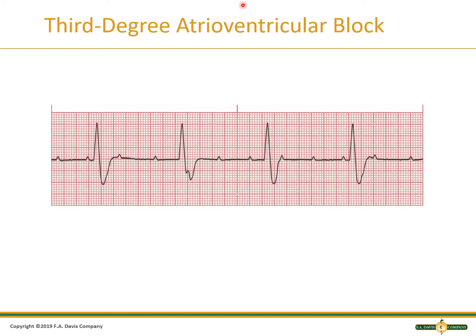Normal P waves march across the ECG strip at a constant P-to-P interval without any relationship to the regularly occurring but slower QRS complexes. So here you can see the P waves are occurring at a regular interval irrespective of the QRS complexes. So they are both doing their own thing.